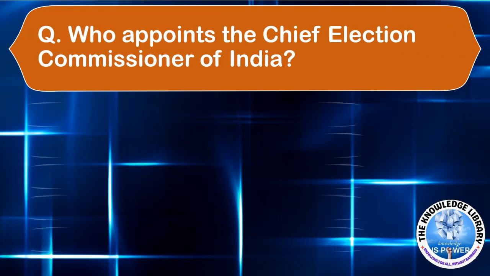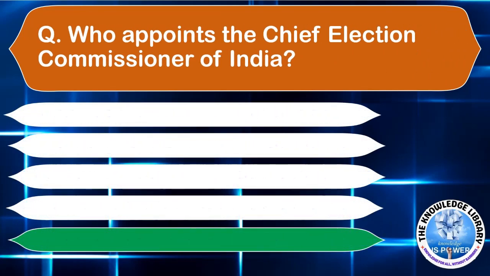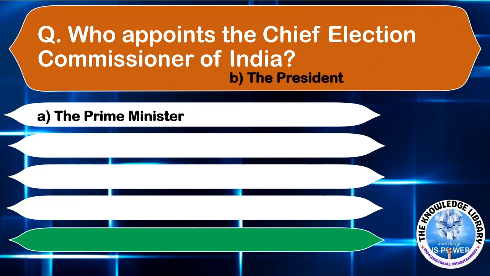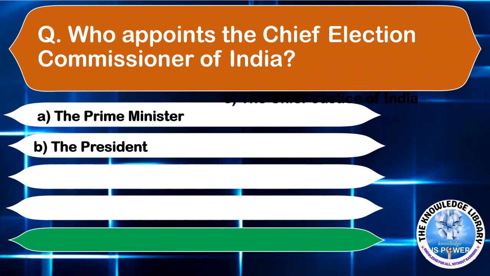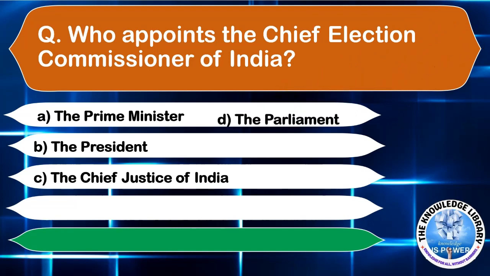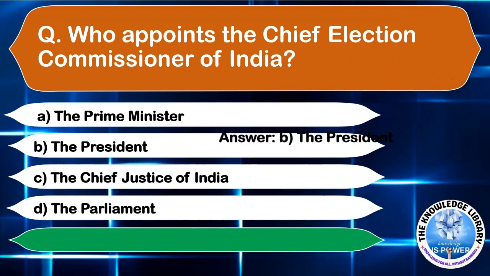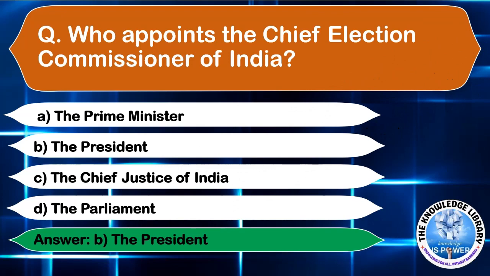Who appoints the Chief Election Commissioner of India? Option A, the Prime Minister. Option B, the President. Option C, the Chief Justice of India. Or option D, the Parliament. The correct answer is option B, the President. Moving to the next question.